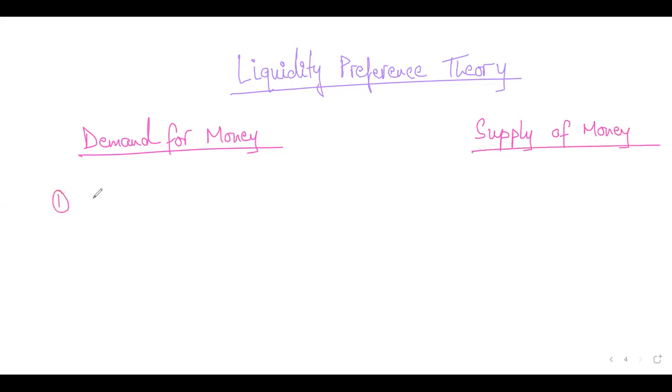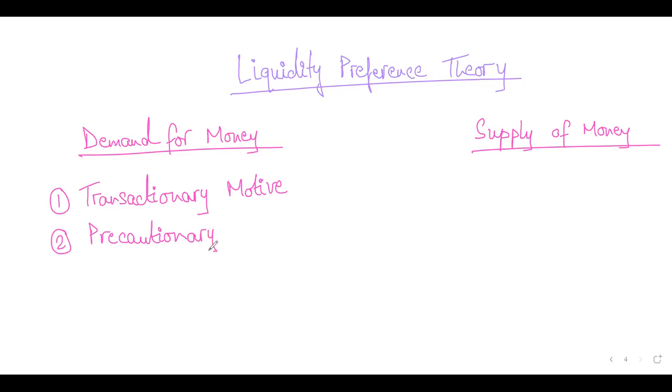The first one is the transactionary motive. People want to hold money because they have to make transactions. Then the second one is the precautionary motive, in case you need some extra cash. And the third is the speculative motive. So these are the three reasons why people want to hold cash.